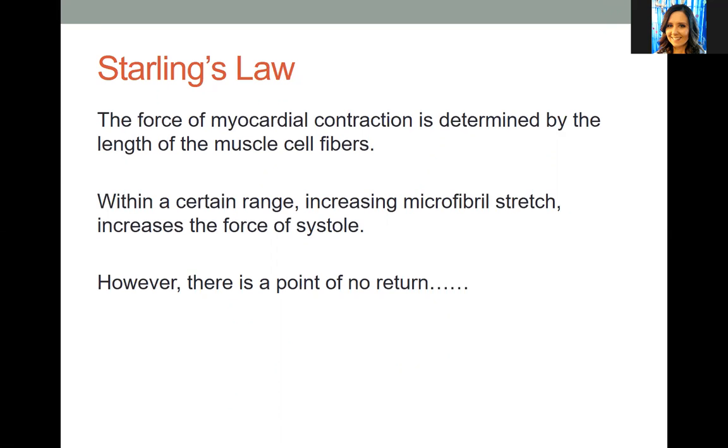So think about a rubber band. We stretch it, it shortens. We stretch it, let go, it shortens. Same thing with the heart. But over time, we keep stretching that rubber band and keep stretching it. Eventually, it's not going to go back to its normal size. So same concept with heart failure.